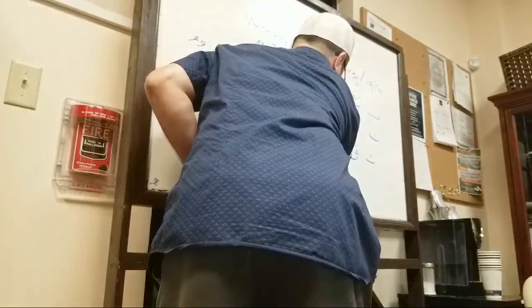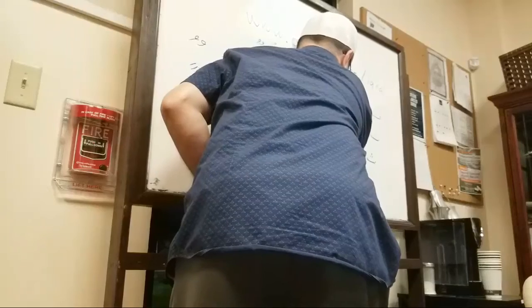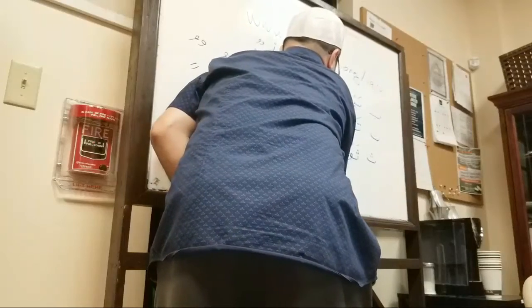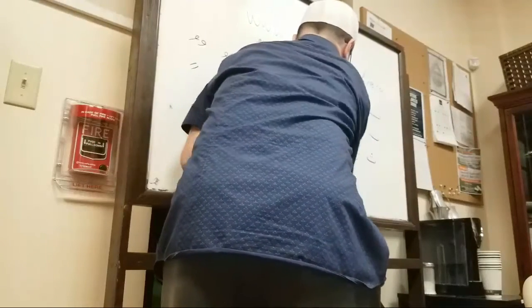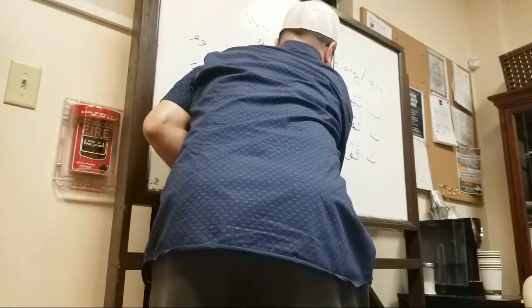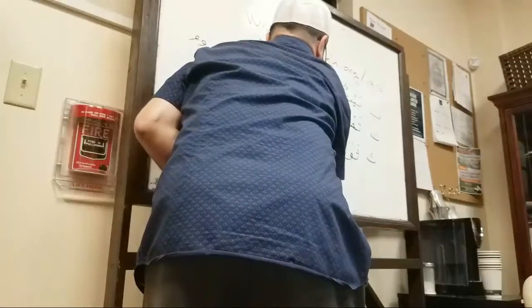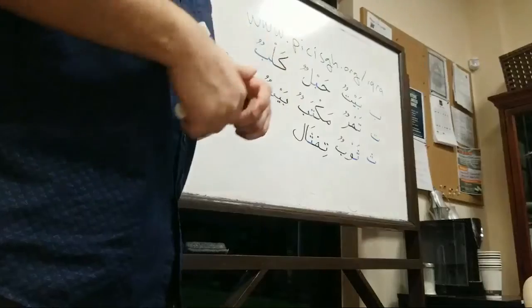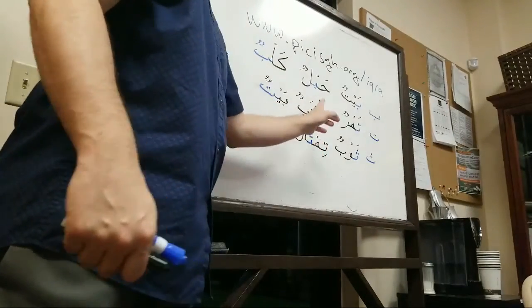Okay, the next one begins with a ta. This is a long one. Ta, Mim, Tim. Good. And then the tha, and then the Aleph, and then the Lam. So it's Timthal. This Aleph doesn't have a Hamza, so it's a long vowel. Timthal.